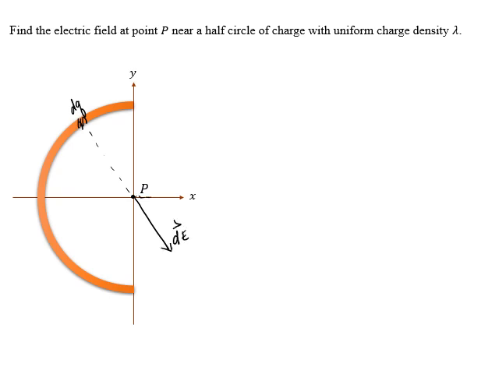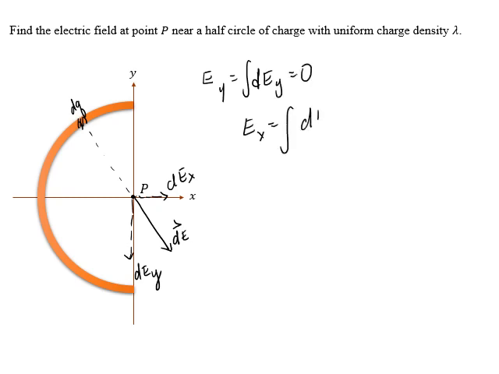Show the components dEx and dEy. Think about the symmetry. See that Ey, the integral of dEy, equals 0. Your Ex is going to be the integral of dEx. And dEx you've got to find with your trig. So it's going to be dE. I'll call this angle theta, which makes this angle theta, dE times sine theta.